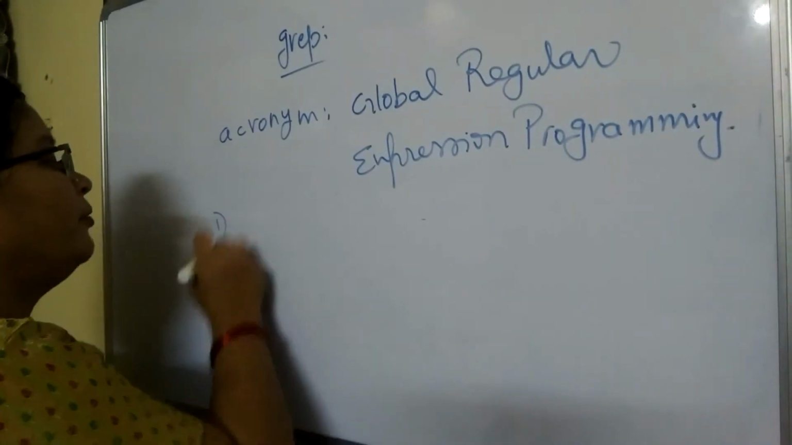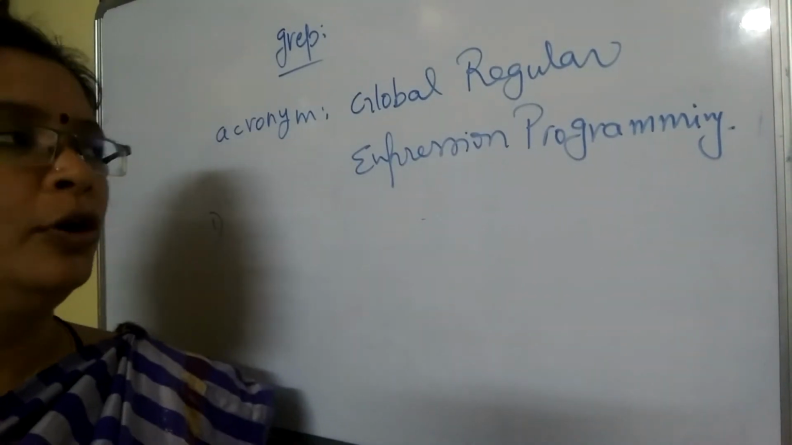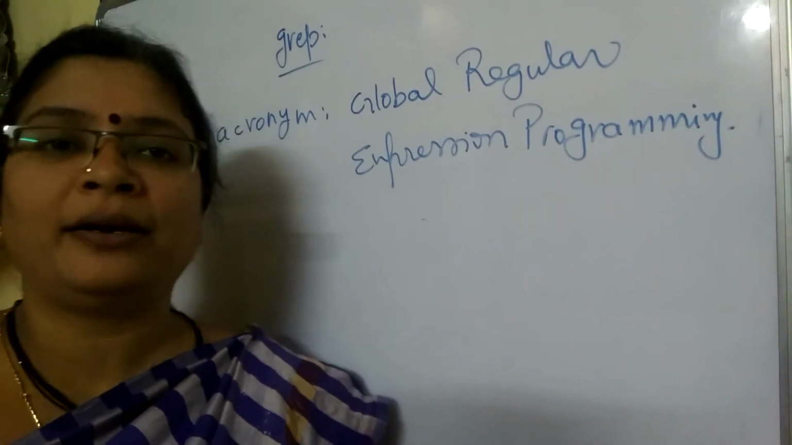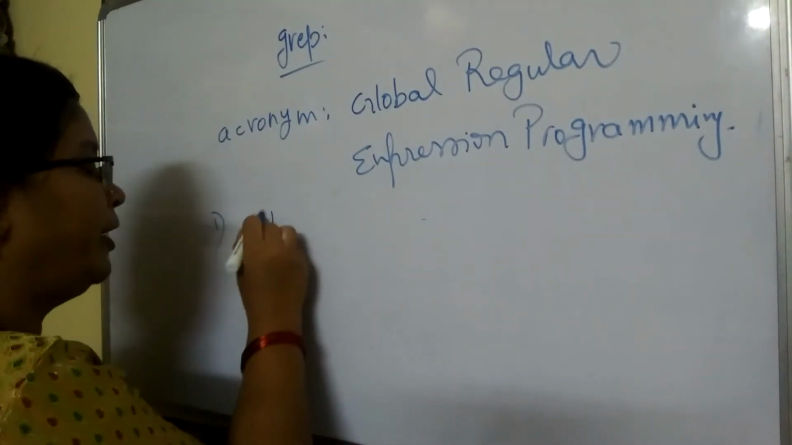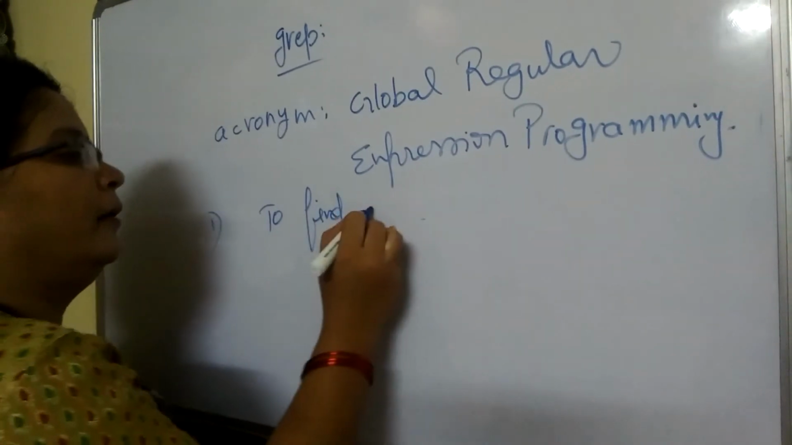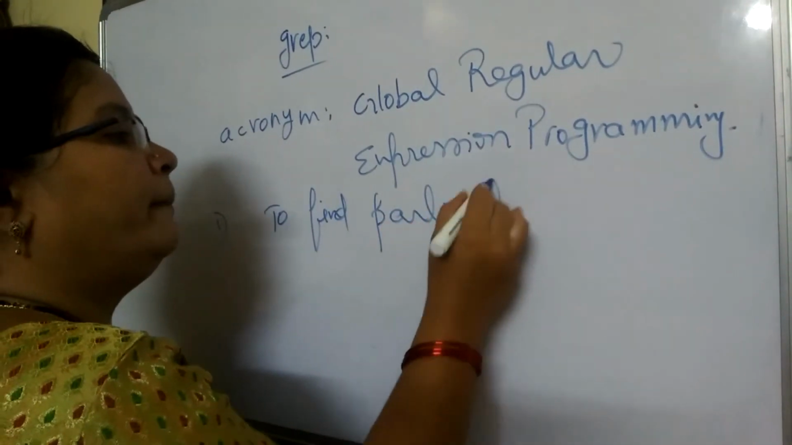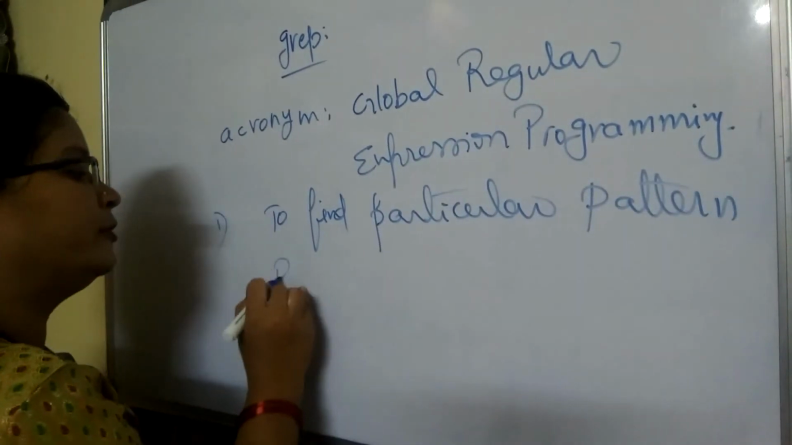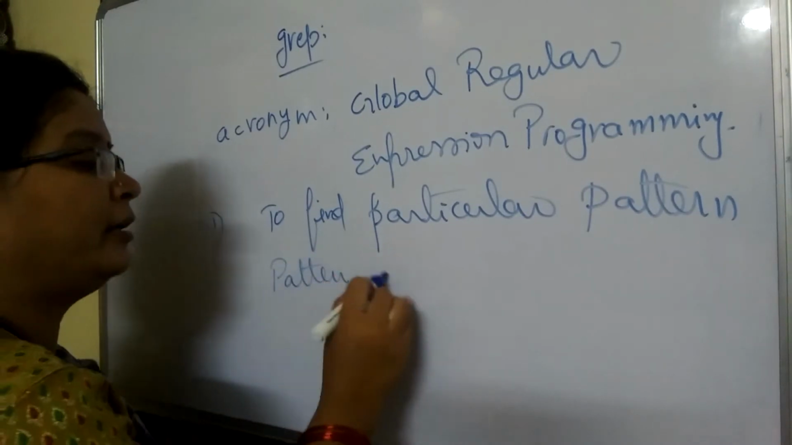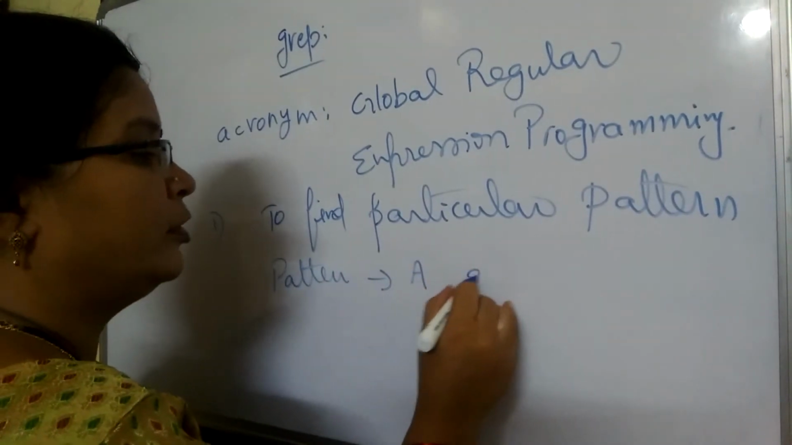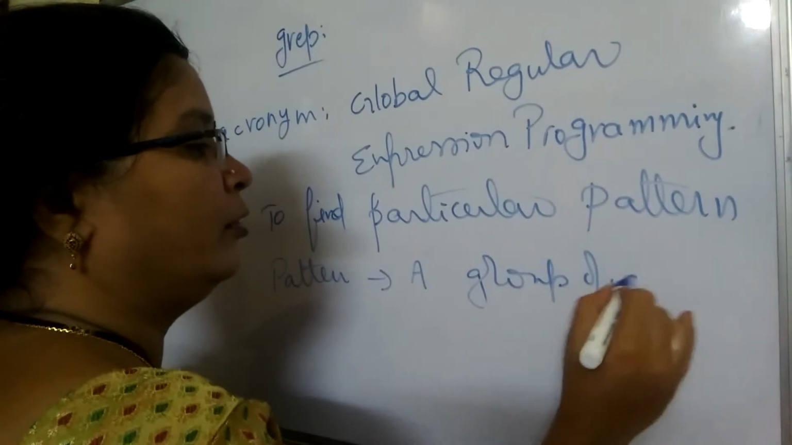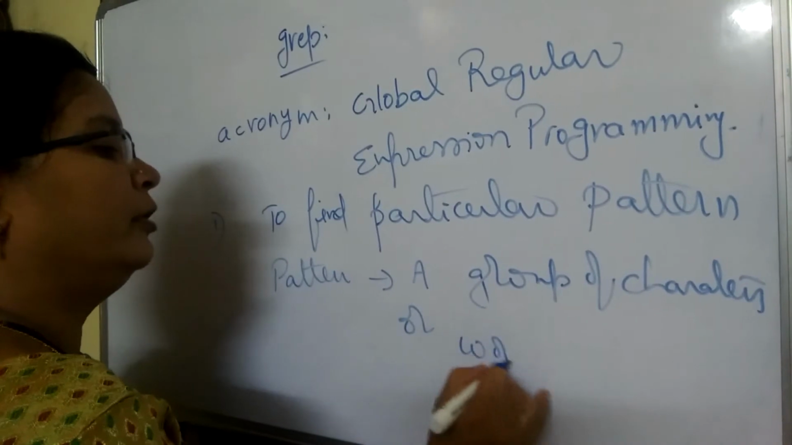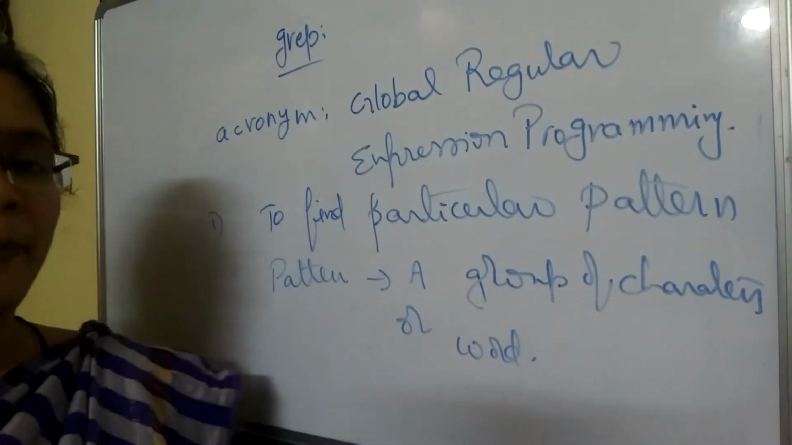The main purpose of this grep command is to find a particular pattern, or a particular word, or a particular group of characters in the given file. What is a pattern actually? A pattern is nothing but a group of characters or simply a word. That is the purpose of the grep command.